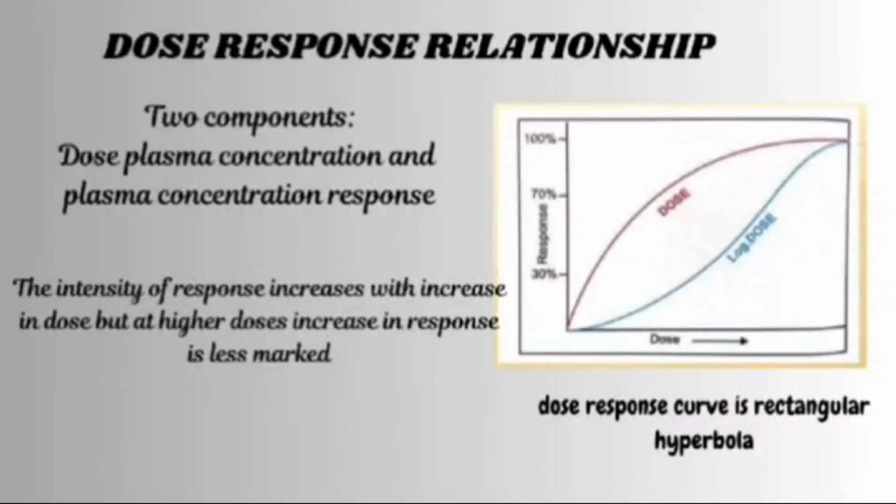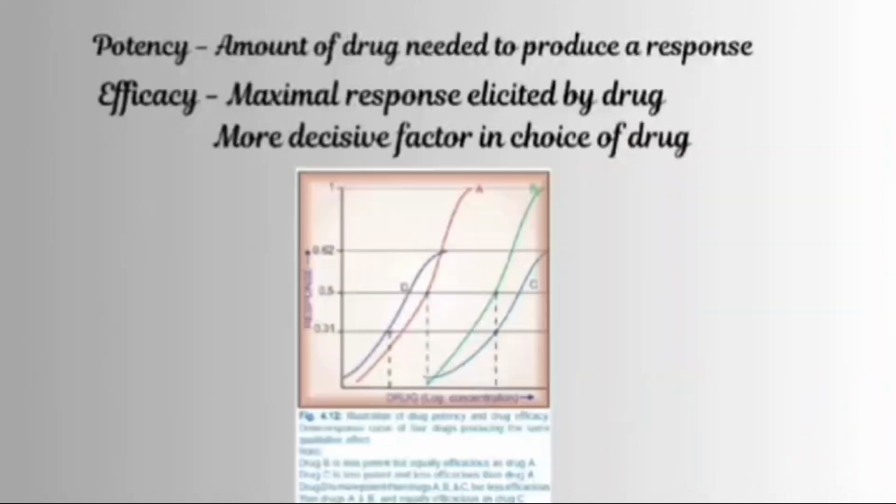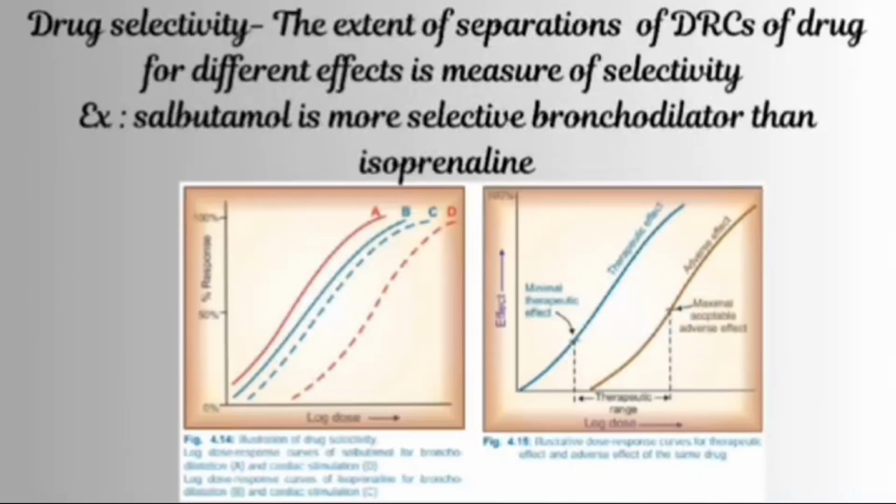Dose response relationship, 2 components: dose to plasma concentration and plasma concentration to response. The intensity of response increases with increase in dose, but at higher doses the increase in response is less marked. Potency, amount of drug needed to produce a response. Efficacy, maximal response elicited by drug. More decisive factor is choice of drug.